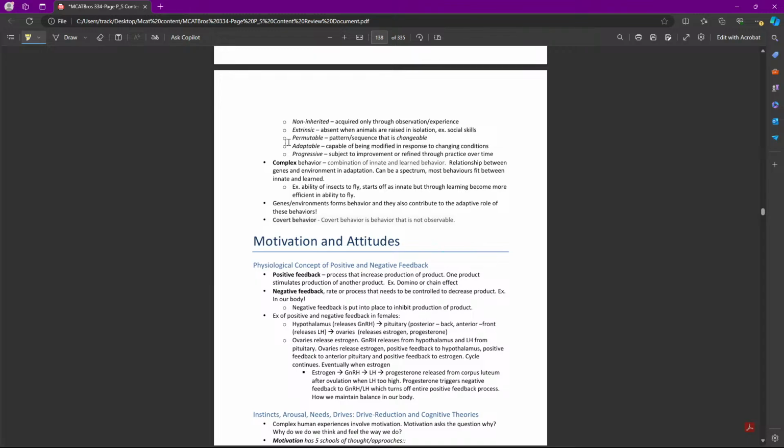Complex behavior is a combination of innate and learned behavior. The relationship between genes, expression, and adaptation can be seen in most behaviors, which fall between innate and learned. So that makes sense, that our behaviors today are between innate and learned behaviors. Example: the ability of an insect to fly starts off as innate, but through learning becomes more efficient. Genes and environment form behaviors, and they all contribute to the adaptive role of these behaviors. And covert behavior is behavior that is not observed.